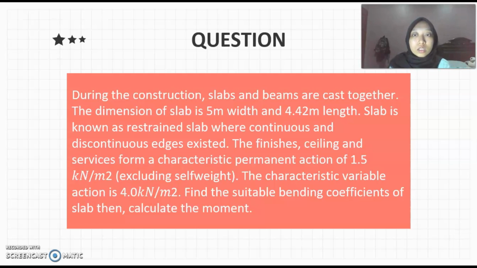Slab is known as restrained slab, where continuous and discontinuous edges exist. The finishes, screeding and services form a characteristic permanent action of 1.5 kN per meter square, which is excluding self weight. So the characteristic variable action is 4.0 kN per meter square. So find the suitable bending coefficient of slab, then calculate the moment.